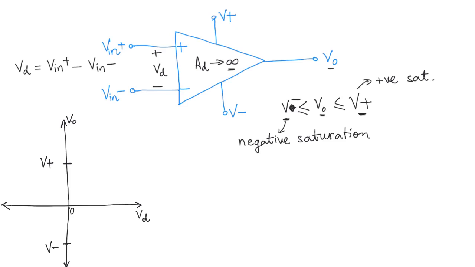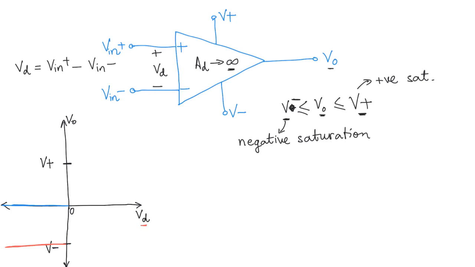So whenever we have VD less than 0, that is this part of the curve, what will be the output? The output is going to be V minus, right? Again, if VD is negative, VD times infinity is going to be minus infinity, but the output voltage cannot go more negative than V minus. So V output will be equal to V minus. So my output is going to be V minus whenever VD is negative.